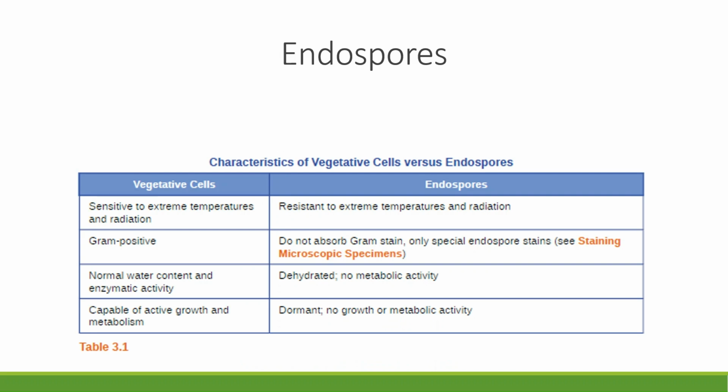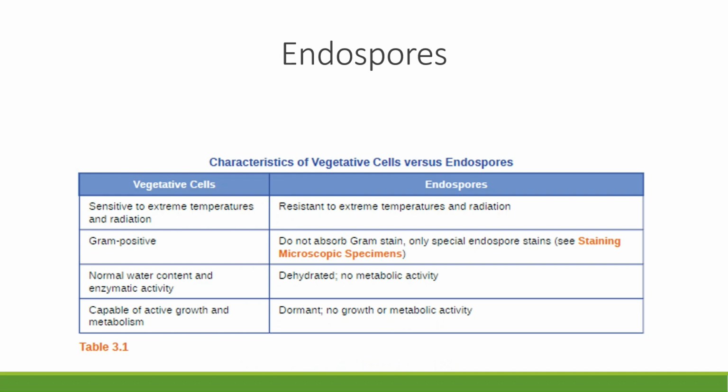This table shows the different traits of each type of cell. Vegetative cells tend to be sensitive to extreme temperatures and radiation. That could be things like UV light, gamma rays, things like that. Whereas endospores are resistant to both. Vegetative cells stain as gram-positive. However, endospores don't absorb gram stains. As a result, you'll need a special endospore staining technique we discussed earlier in the last lecture. Vegetative cells have normal water content, and the enzymes that are inside of them carry out the usual chemical reactions of normal cellular activity.